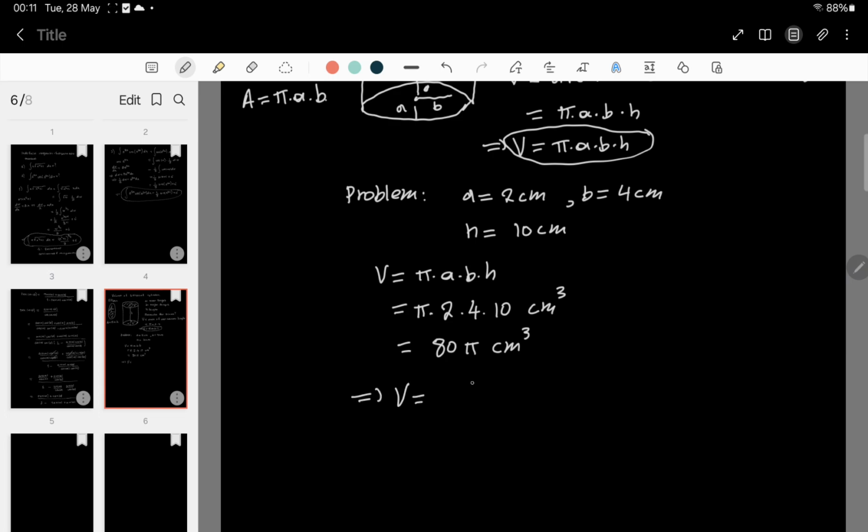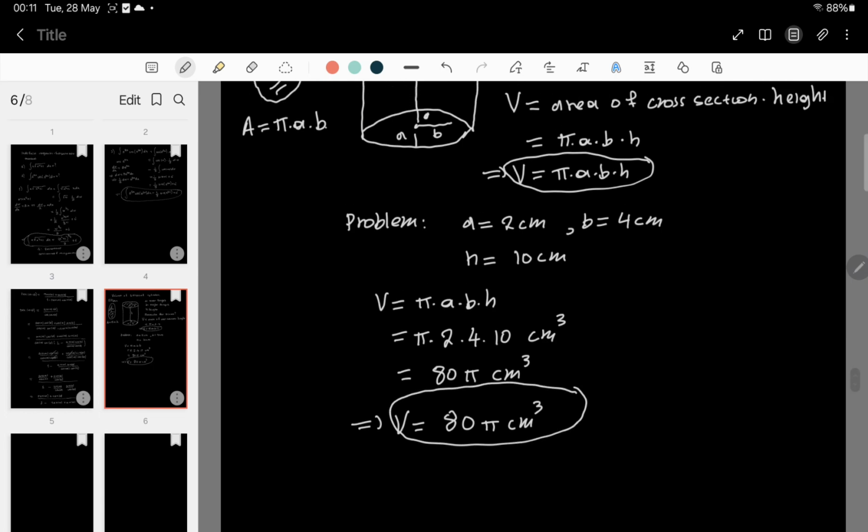The volume of the elliptical cylinder is, in terms of pi, 80 pi cubic centimeters. This is the volume here.